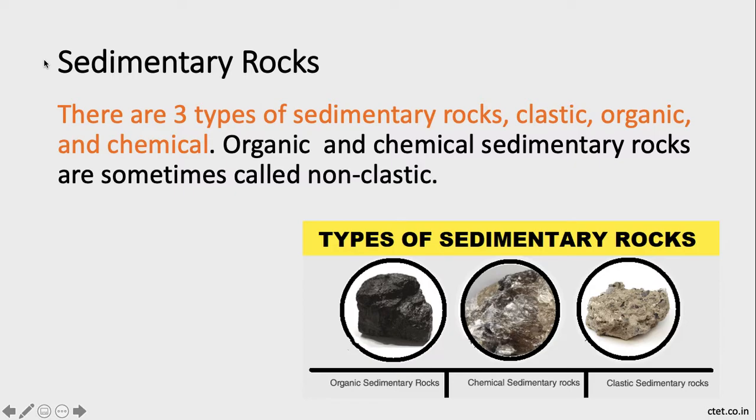There are three types of sedimentary rocks: clastic, organic, and chemical. Organic and chemical sedimentary rocks are sometimes called non-clastic. So you could divide it into two types, clastic and non-clastic, but that non-clastic category can be divided into organic and chemical.